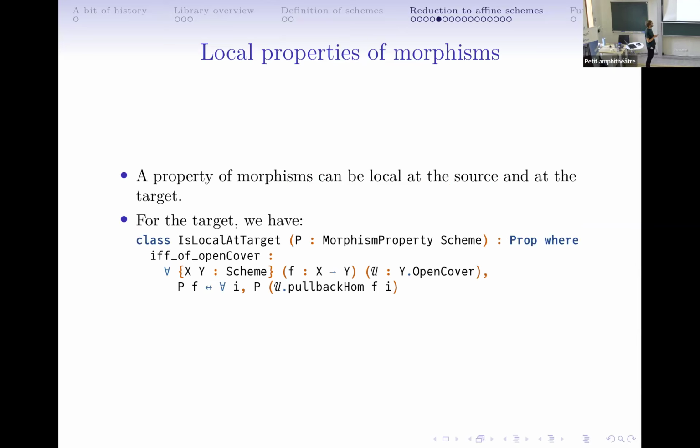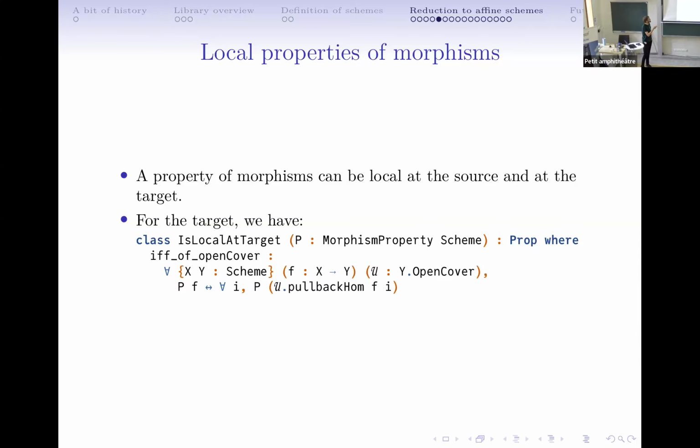And then we can say that this is local at the target if and only if, well, we can check it on the cover. So whenever we have an open cover of Y, then we can check it for this morphism F if and only if it's true for every restriction to these open components of the cover. So we get the map, if we restrict it to U on the target, we get a map F inverse U of U to U.